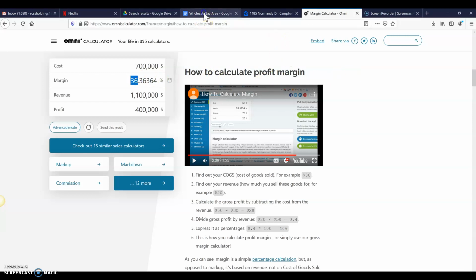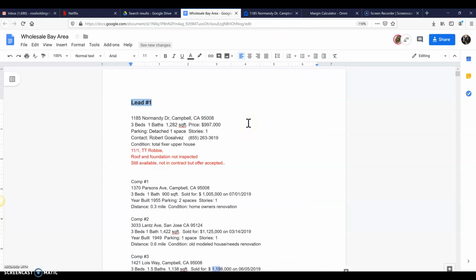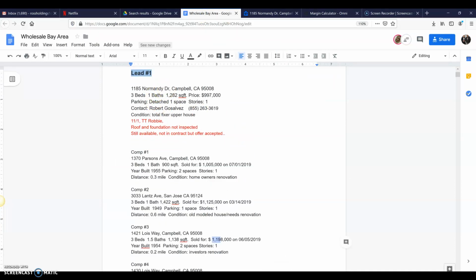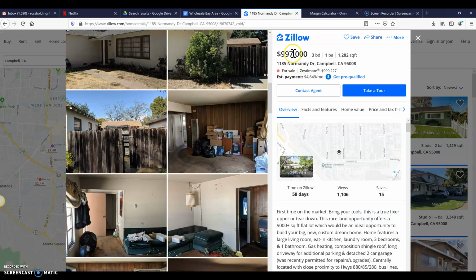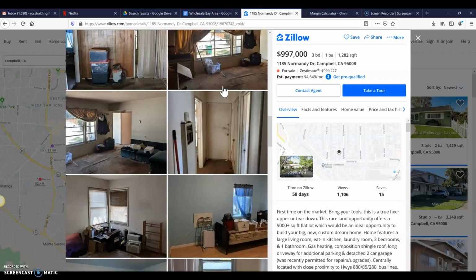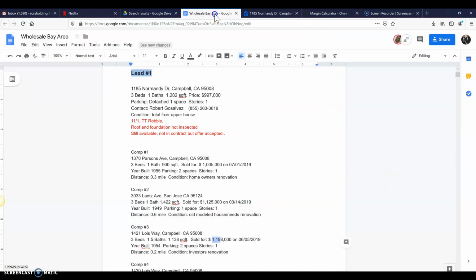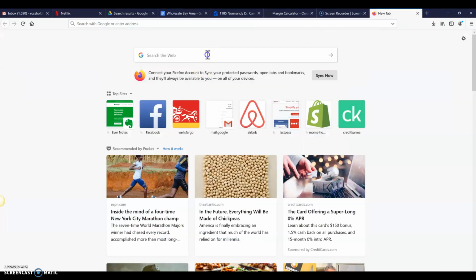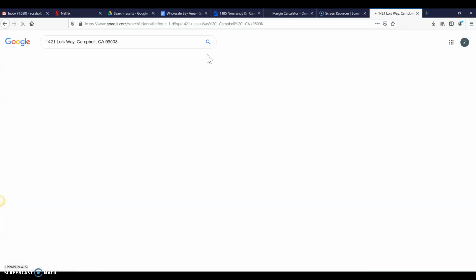Alright, so here is a subject property lead that we have. The asking price is pretty much $1 million. This house is a total fixer, as you can see by the pictures. And the best looking ARV right now is pretty much 1.2 million. So right off the bat, we know they're asking a little bit too much.